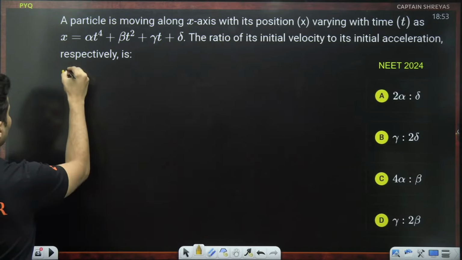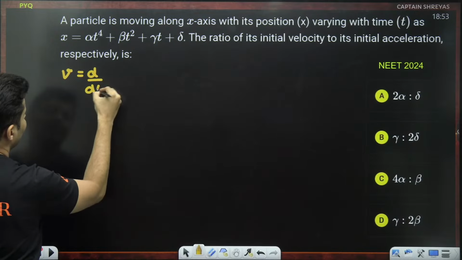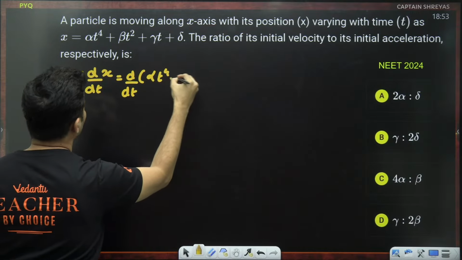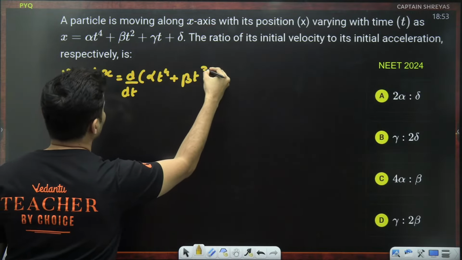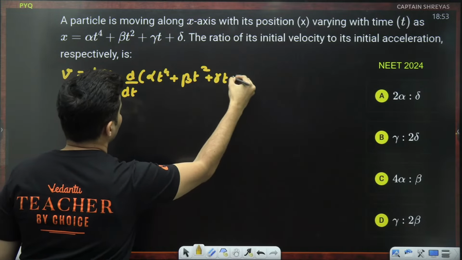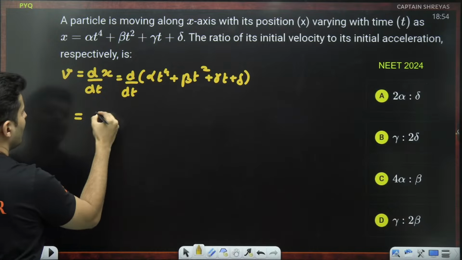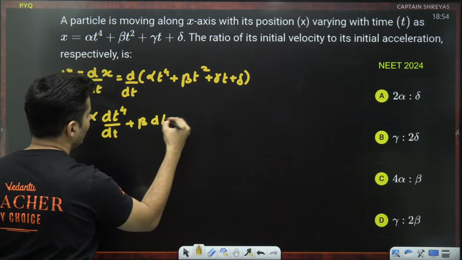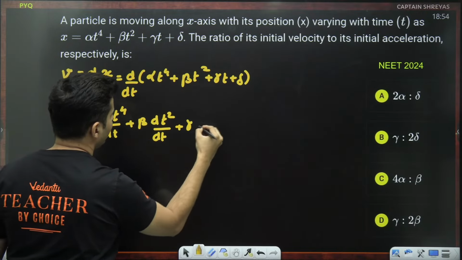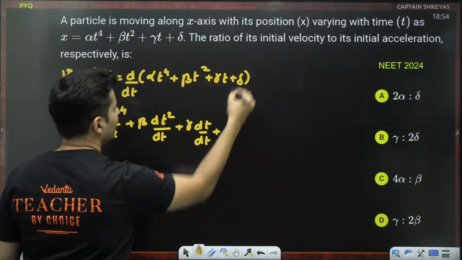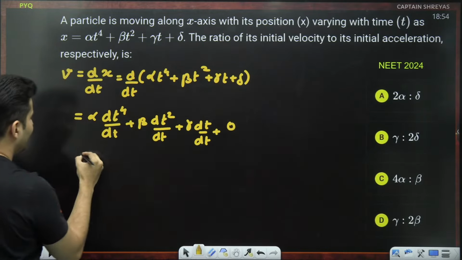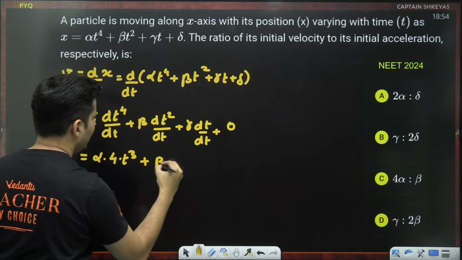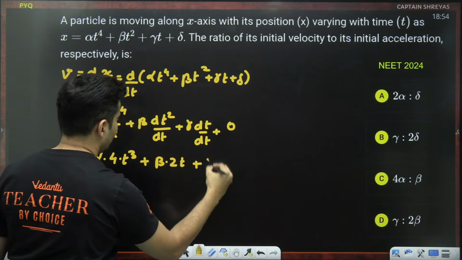First, let's find velocity, which is the derivative of x with respect to time. That means you have to find the derivative of alpha t raised to 4 plus beta t raised to 2 plus gamma t plus delta. So it will become alpha into derivative of t raised to 4 plus beta into derivative of t square plus gamma into derivative of time plus derivative of a constant is 0, correct? So that will go off. So this will become alpha into 4 into t raised to 3 plus beta into 2 into t plus gamma.